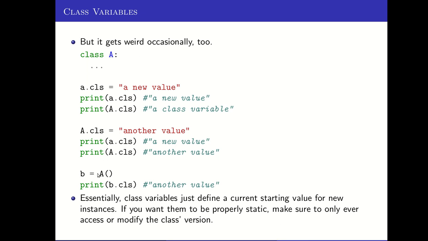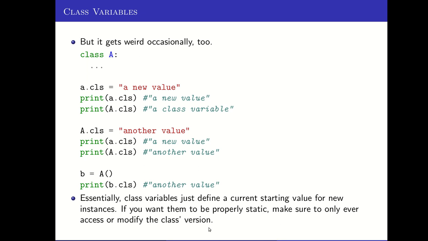Then I create B, another object of that same capital A type. I print out B.cls, and I get the other value that A.cls had been changed to. Essentially, the way to view this is that, used this way, class variables are not static variables. They define a current starting value for new instances, and they can be shadowed. If you try to change the reference of a variable of that same name through an instance, it's going to create an instance variable with that same name, and that will shadow your class variable for that specific instance. It won't change it for everybody.